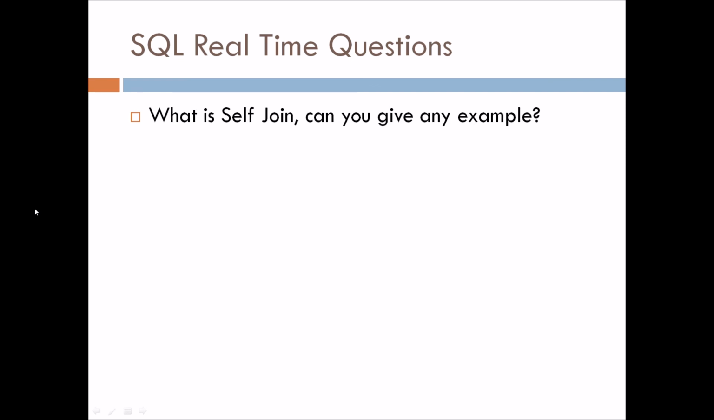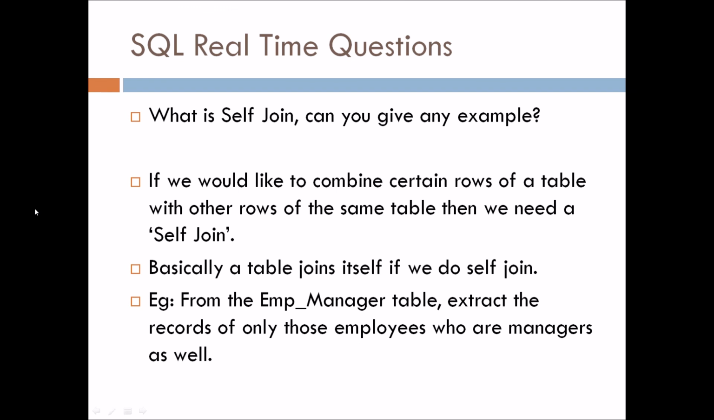Let's move ahead with the next question. What is self join, and can you give any real-time example? If we would like to combine certain rows of a table with other rows of the same table, then we need a self join. Basically a table joins itself if we do a self join. Now what example can you give here? Suppose you have the employee manager table, so we can extract the records of only those employees who are managers as well. You can give this as an example of self join.